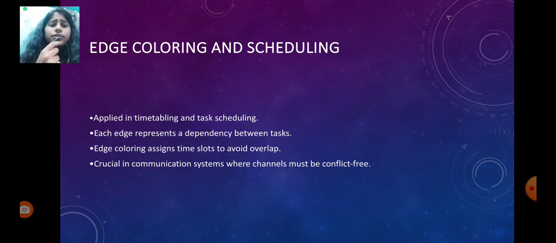Edge coloring and scheduling. What is edge coloring and scheduling? It is mainly applied in timetabling and task scheduling. Each edge represents a dependency between tasks. Edge coloring assigns time slots to avoid overlap. It is crucial in communication systems where channels must be conflict free. So this is some information on edge coloring and scheduling.